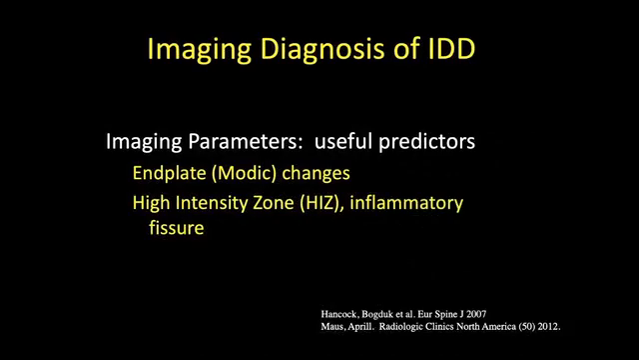So when we're imaging the diagnosis of internal disc derangement or trying to implicate the disc as a pain generator, there are two imaging parameters that are useful predictors. These are end plate changes, the so-called Modic changes, and our hyperintense zone, or HIZ. HIZ is not part of the standard nomenclature that's used by many of the spine societies. So annular fissure is a term that's typically preferred or utilized, although this was originally described in MRI as an HIZ or hyperintense zone.